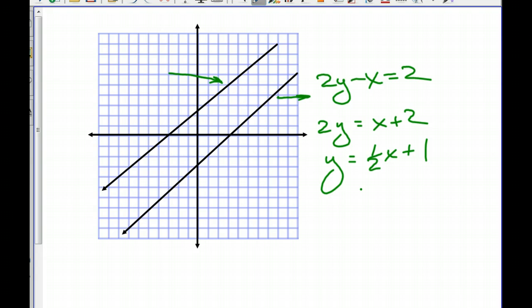Where they cross the line. Yes, exactly. Where they cross the y-axis will be different. They cross at different places. The only time the slope and the y-intercept will be the same is if they're the same line. One line on top of another.